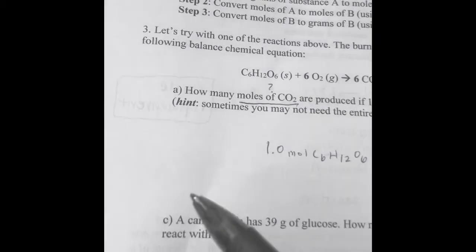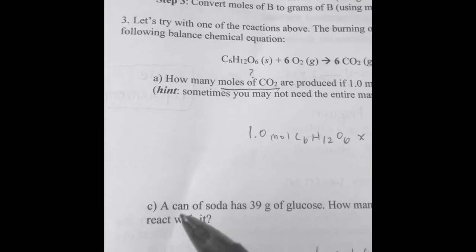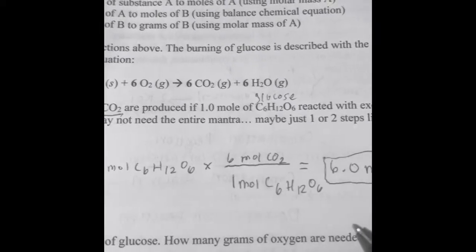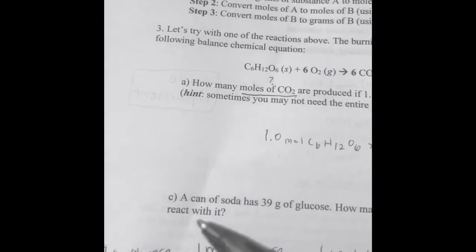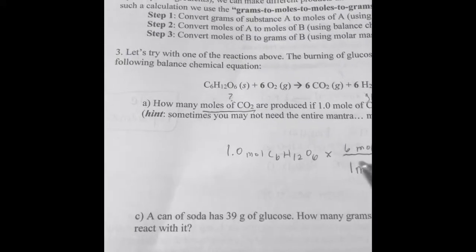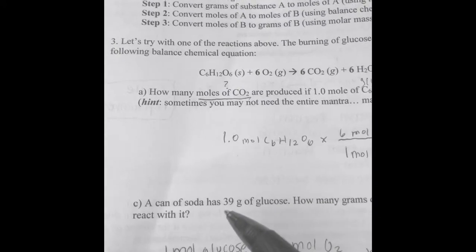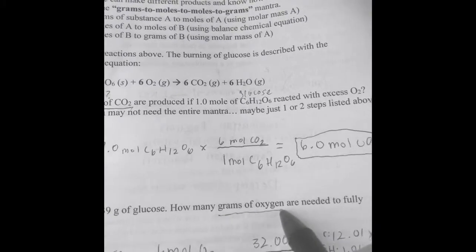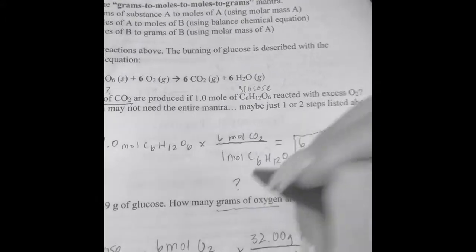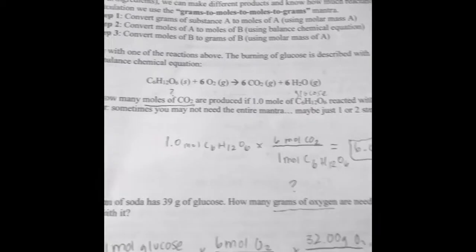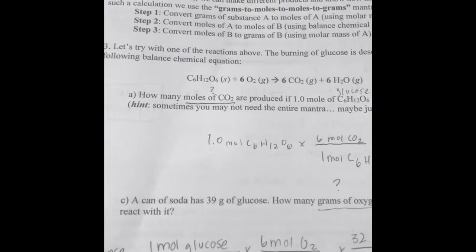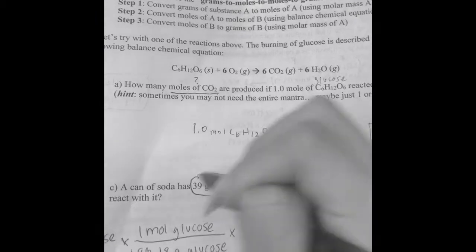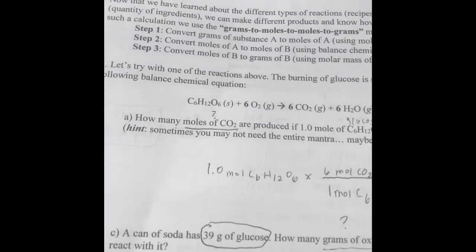So now moving on to 3C, we have a can of soda that has 39 grams of glucose. How many grams of oxygen are needed to fully react with it? What is needed? We are trying to find grams of oxygen. So we write a question mark: grams of oxygen needed. And we start off with 39 grams of glucose. So that is what is given, right?